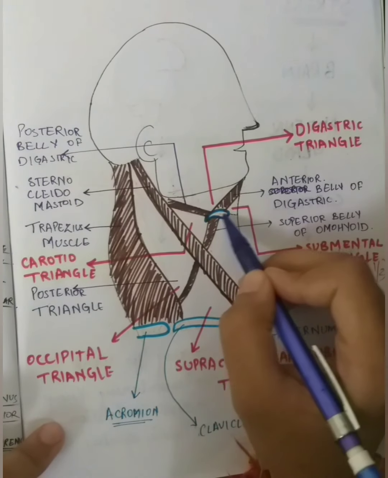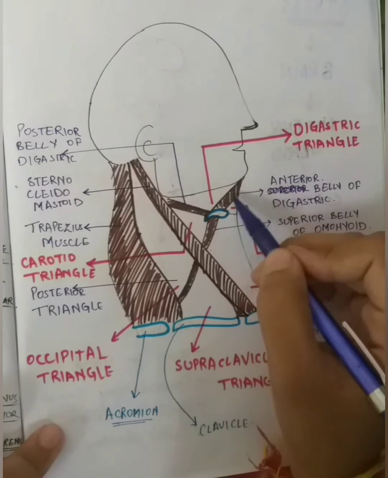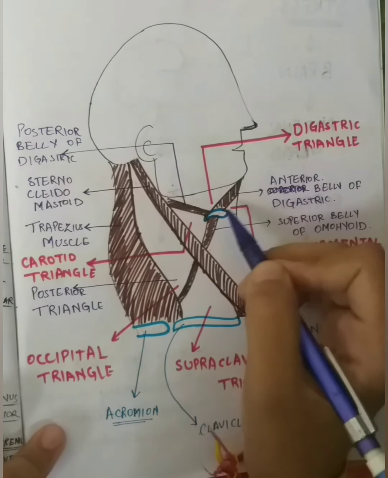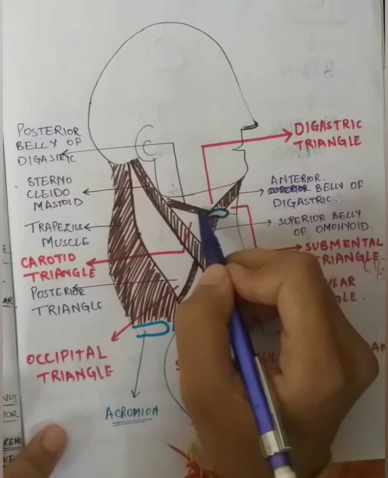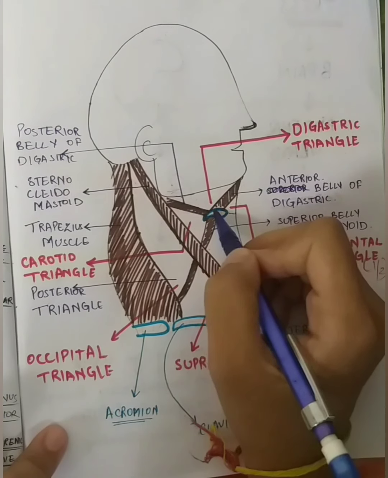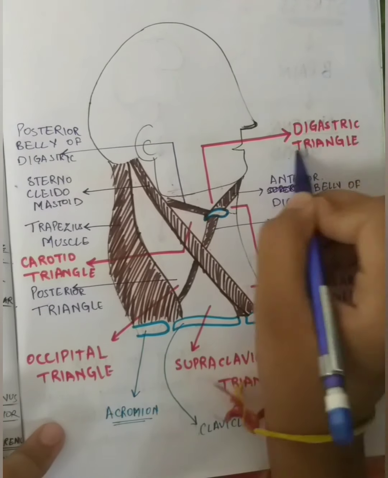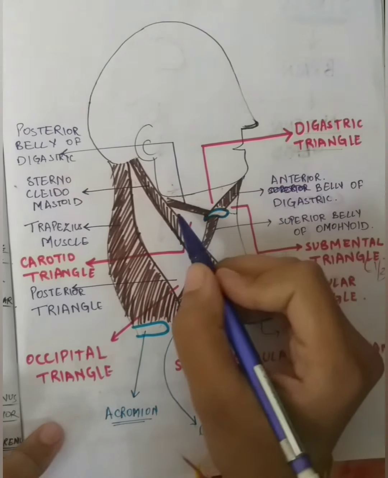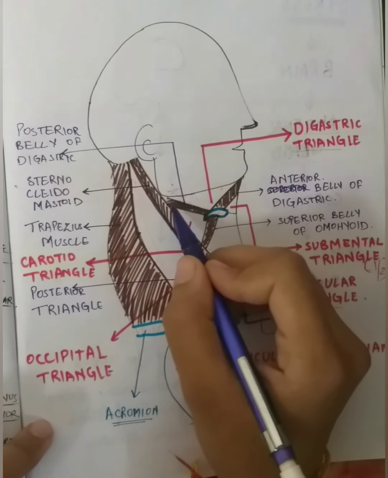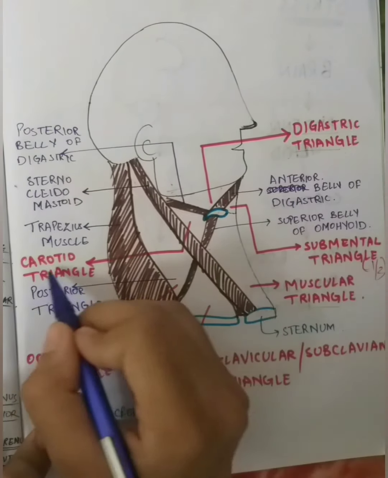Here is the hyoid bone. From the hyoid bone goes the anterior belly of digastric upwards in the neck. In the same way, posterior belly of digastric goes backwards. Therefore, the 2 bellies of digastric muscle along with the lower border of mandible form the digastric triangle. Now, the posterior belly of the digastric along with the superior belly of the omohyoid forms the carotid triangle.